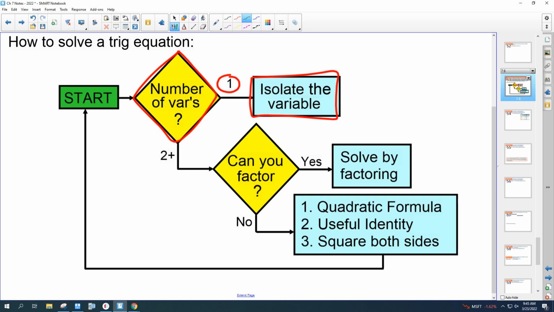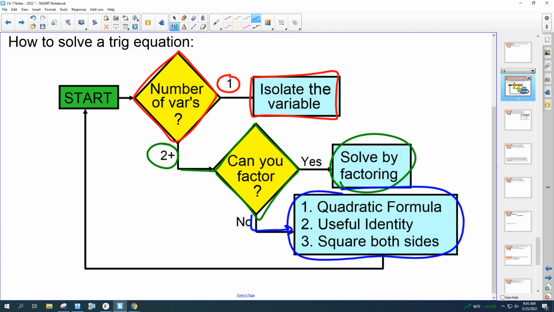If you've got more than one variable, what you would love to do is factor, because that's the easiest thing to do. So if you can factor it, you want to factor it. But the hardest problems, you're not going to be able to factor, and so you're going to have to look for something else. If you can't factor it, then maybe it's quadratic formula, maybe it's some sort of identity, or another trick we can use is to square both sides of the equation, and that's the one that kind of comes out of left field. So that's your basic recipe for how to attack.